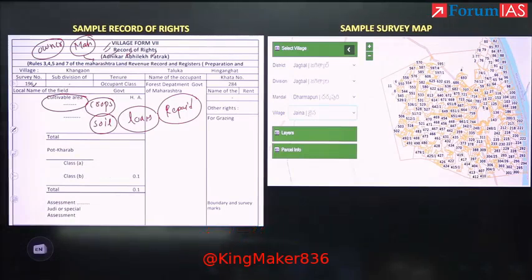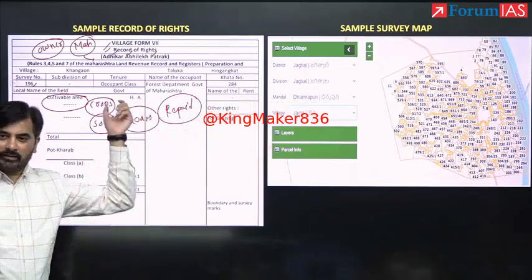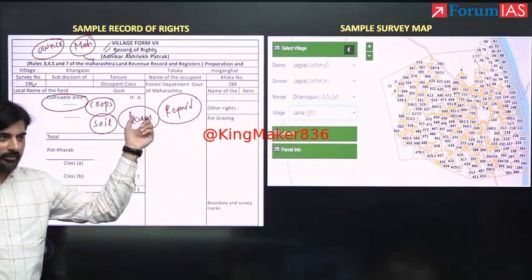Which department will maintain this? It is maintained by the revenue department. You must have heard about Tahsildar, at a block level, taluka level. Under the Tahsildar, you'll have village accountants like patwaris, talatis, etc. These patwaris, talatis, etc. will maintain such a record.